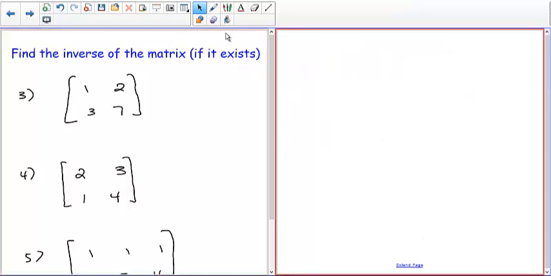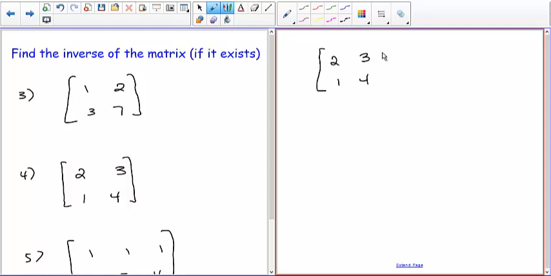Okay, do the same thing on the next one. So we start with our matrix. We augment it with the identity matrix. First thing we want to do is get a 1 here. So the easiest thing to do would be to switch the rows. So we switch all the rows. So this one switches there, and this one switches there.